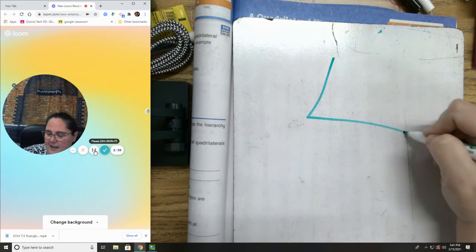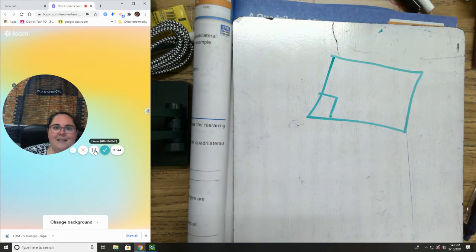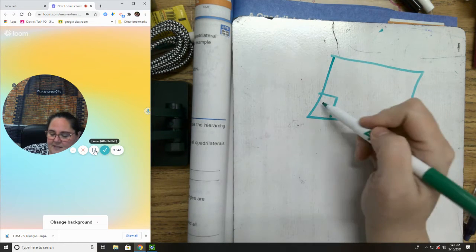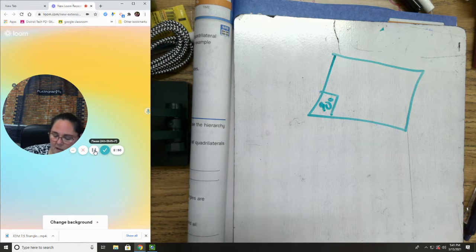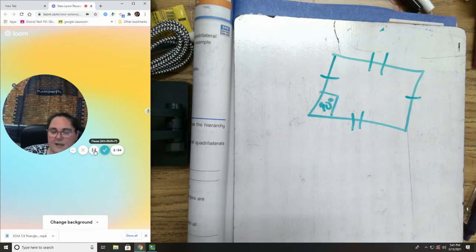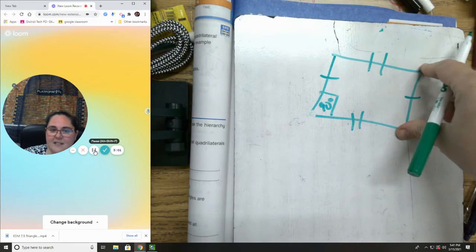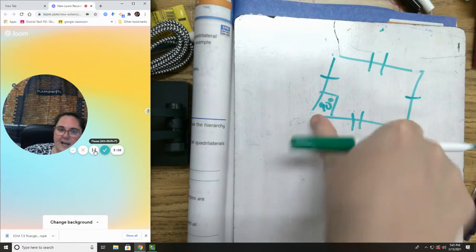So when I'm looking at a shape and I see this symbol, remember that means it is a right angle. It means it is a corner or 90-degree angle. Remember when I see these tick marks, that's what they are called. That means that it shows you which sides are the same length. It shows you this side and this side are the same. And this side and this side are the same.